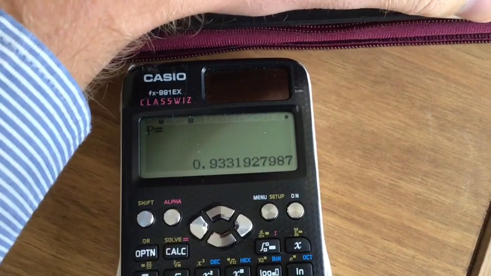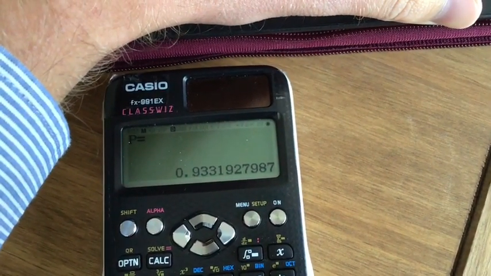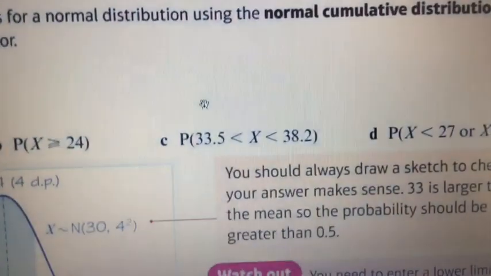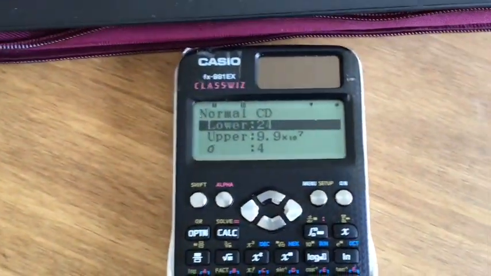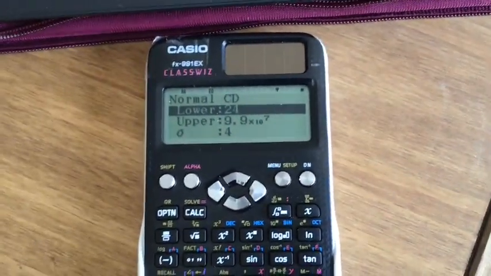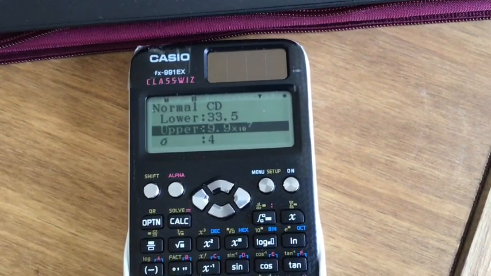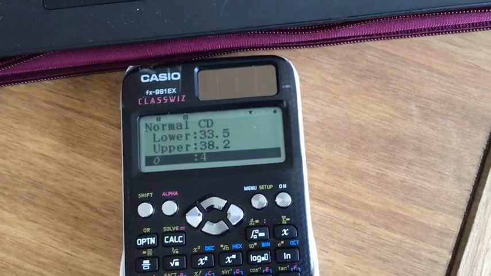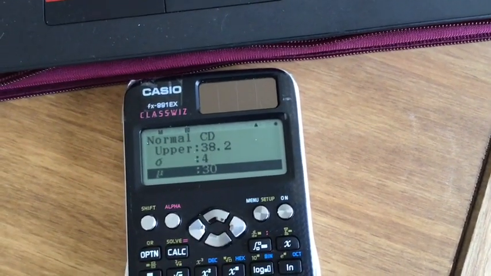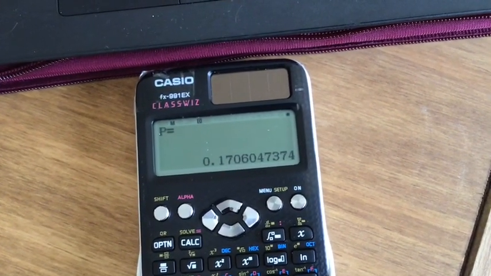And then the last part of the question that we were going to do was the probability that it's between 33.5 and 38.2. So again, equals to go back to my options. This time the lower bound is 33.5, the upper bound is 38.2, standard deviation is still 4, mean is still 30, press equals, and it's 0.1706.